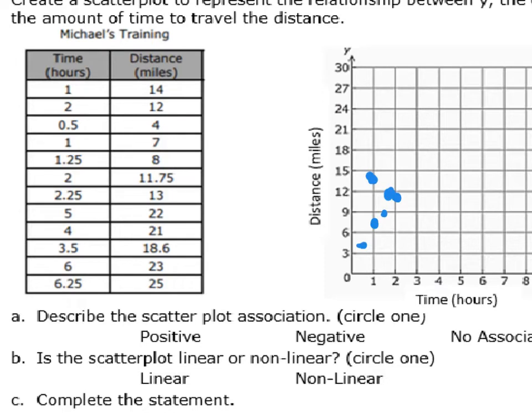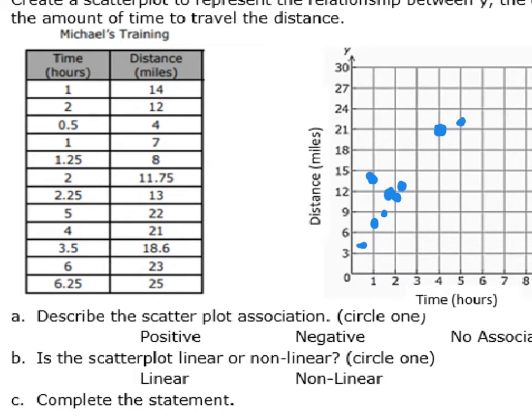5 hours is 22 miles, 5, 22. I think I skipped one. 2 is 11.75. 2.25 is 13. So that'll be like right here. There we go. 4 hours is 21. So like right here.